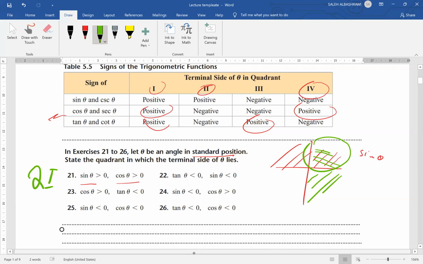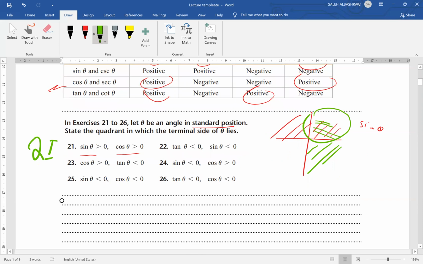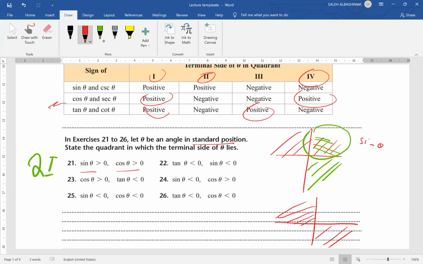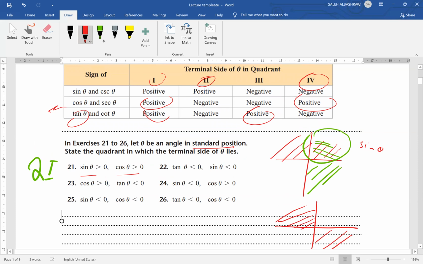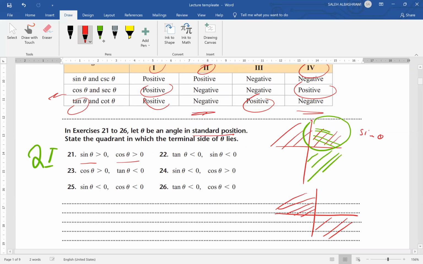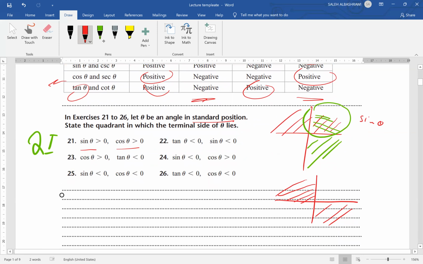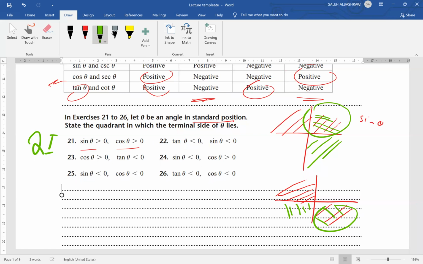22: tangent is negative and sine is negative. Tangent is negative in the second and fourth quadrants. And sine theta is negative in the third and fourth. So the common one is the fourth. So the answer for 22 is the fourth quadrant.